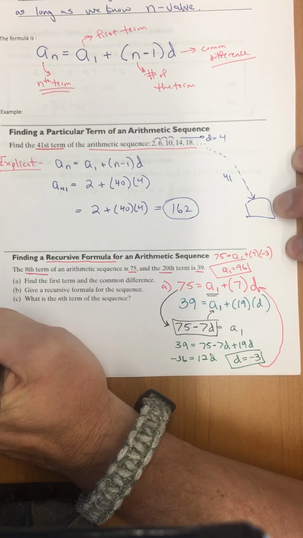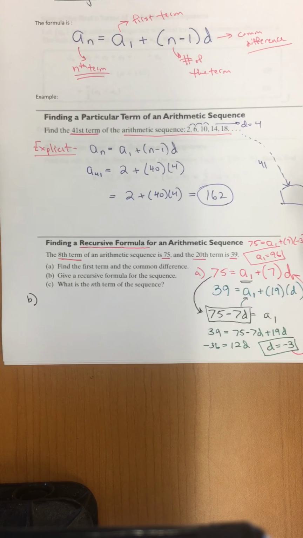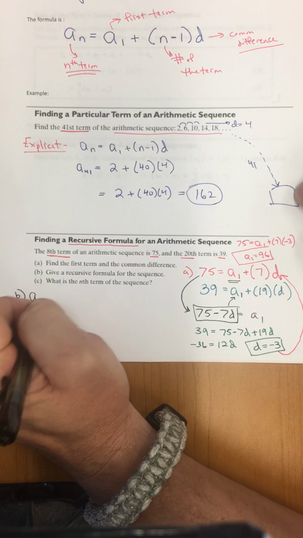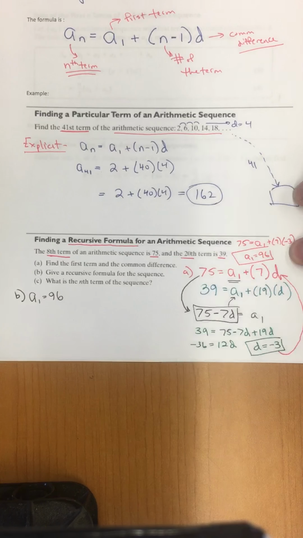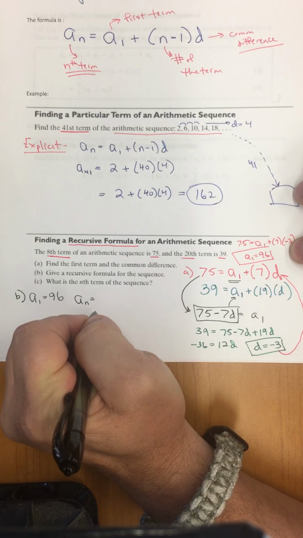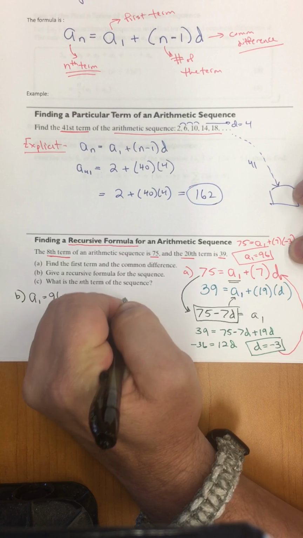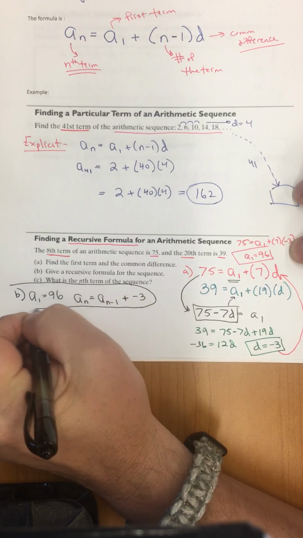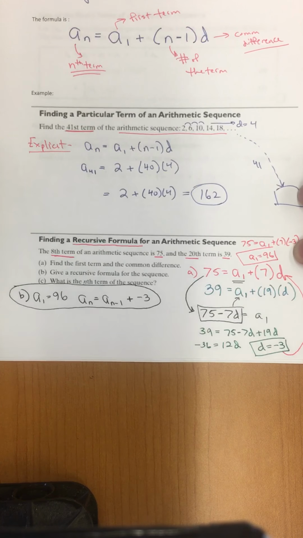All right, now we should be able to do the recursive formula. Let's see if we can do it. The recursive formula for this problem, well, we know what a sub 1 is. Remember, you always have to give a sub 1 on the recursive. A sub n equals a sub n minus 1 plus negative 3. That's the recursive formula for this sequence.